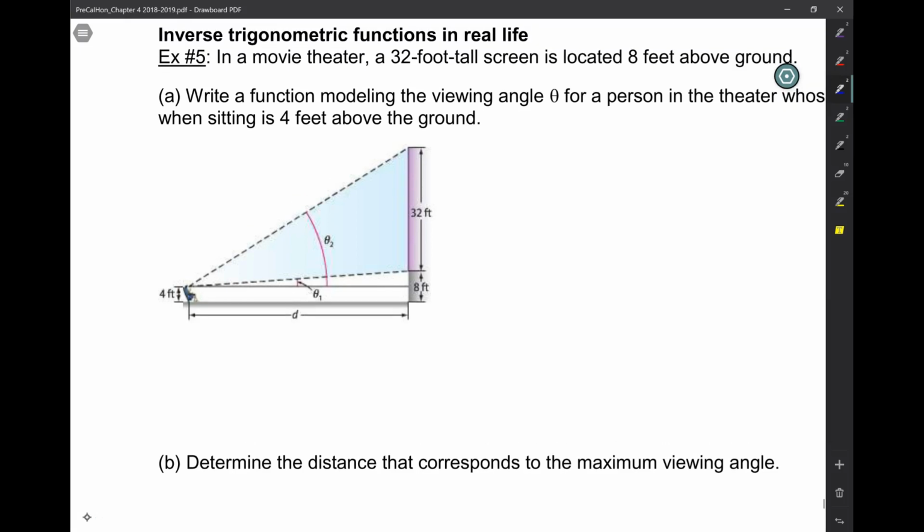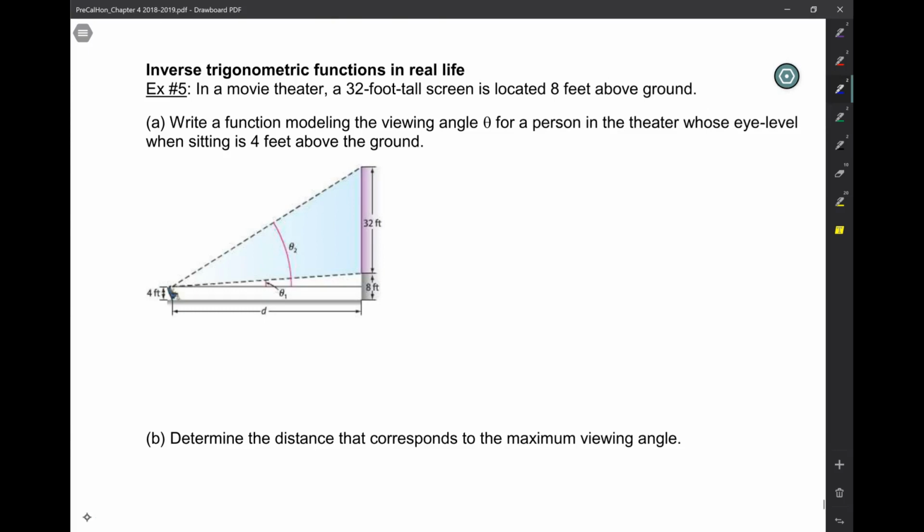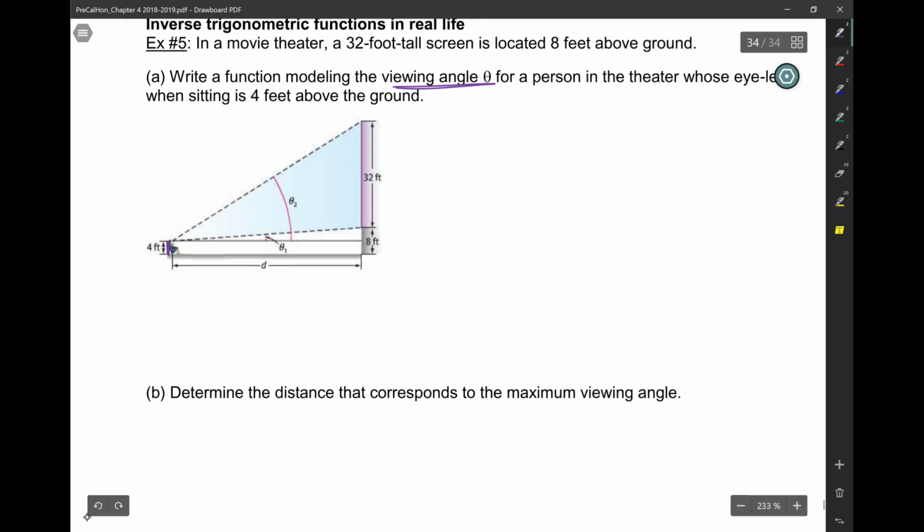Write a function modeling the viewing angle theta for a person in the theater whose eye level when sitting is 4 feet above the ground. Okay? So here is this person. They're 4 feet above the ground, and that's their eye level. The viewing angle is theta. The viewing angle is this, basically. It's the shaded part. Do you guys see it shaded over there? No, that's not theta 2. Listen, let me do this.